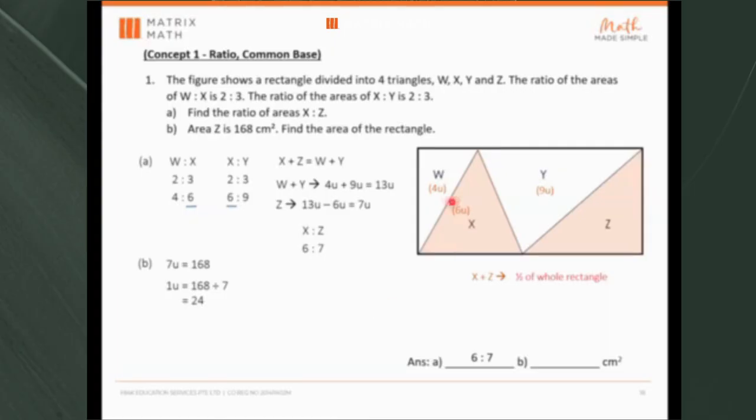Earlier on, we know that W and Y is 13 units. So the whole rectangle will be 13 units times 2. So total 26 units. Okay, then you find 26 units: 24 times 26. That's how we get the total area, 624.